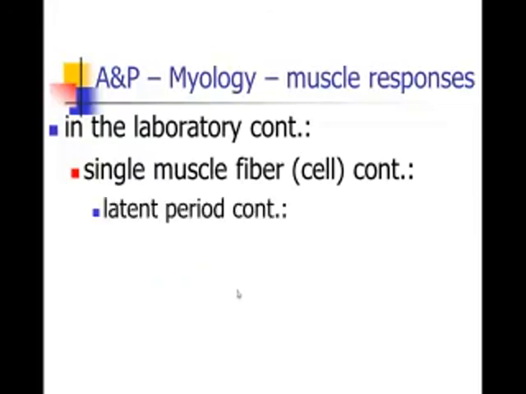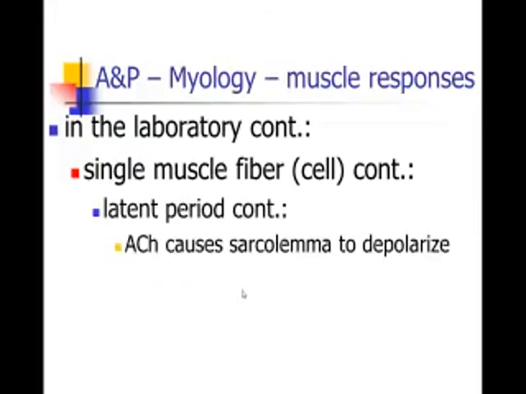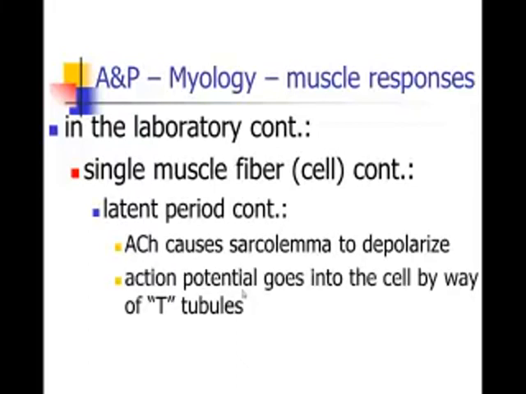Okay, the acetylcholine is going to interact with the sarcolemma, and it's going to cause the depolarization of the cell. The action potential then has to spread into the cell as it travels over the membrane. Remember, that's going to be beginning in the center of the cell. And as it moves toward the ends, it goes through the T-tubules to get inside.